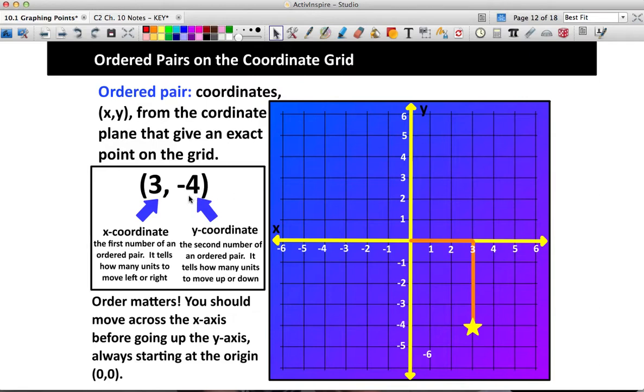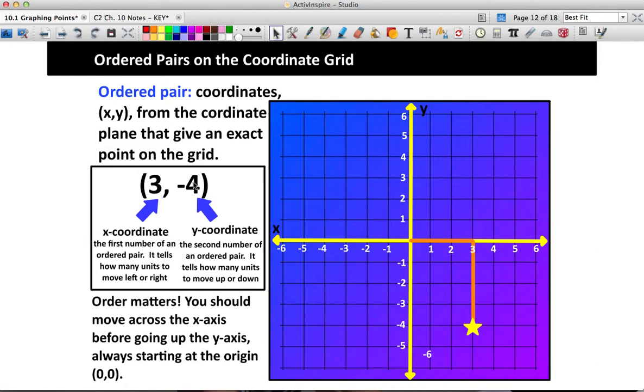And because it's negative, it tells you to go down. And the 4 tells you to go down 4. So you stop at the 3, so you moved 1, 2, 3, and now you go down 4. 1, 2, 3, 4. You can look at it in ordered pair, kind of like directions. Okay, it's telling you walk 3 spaces forward and then 4 spaces down, or 3 spaces to the right and 4 spaces down. The order does matter.